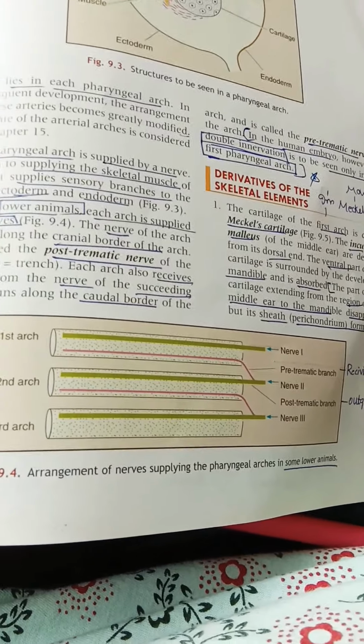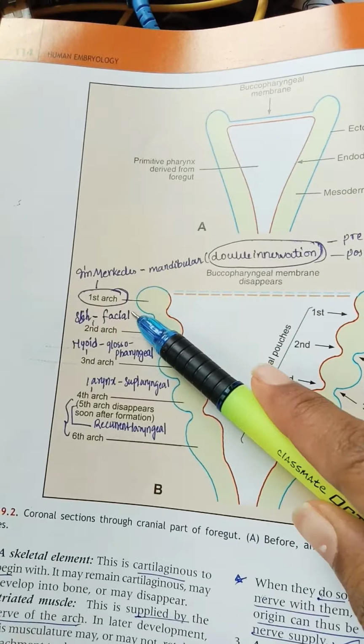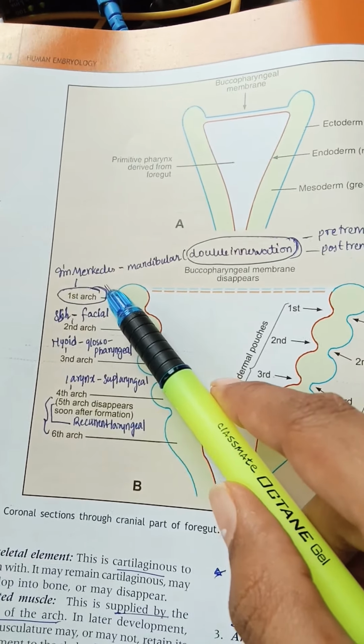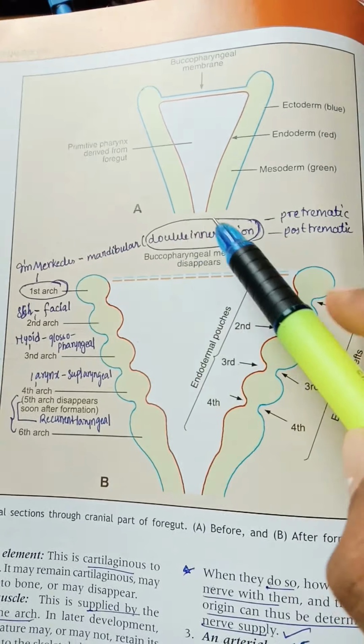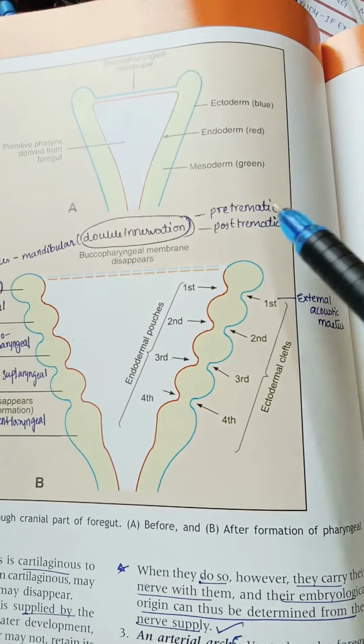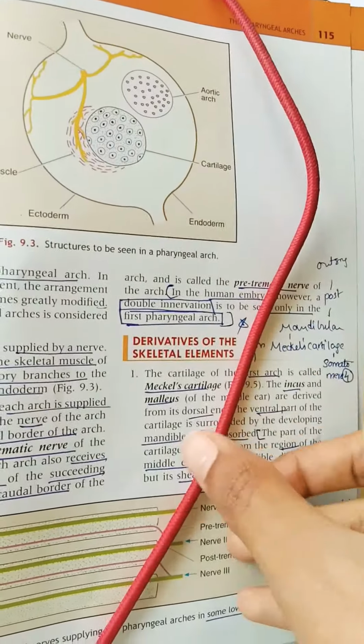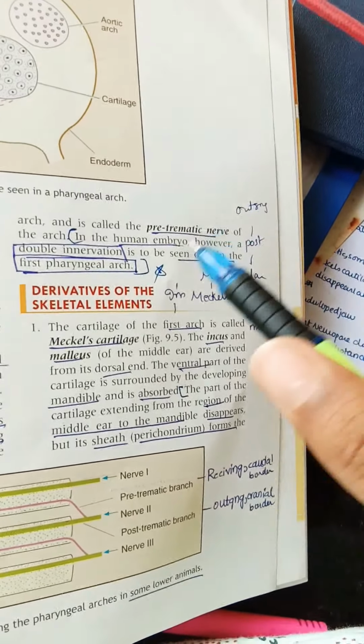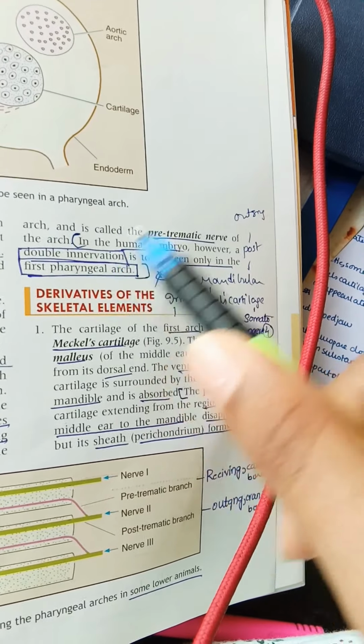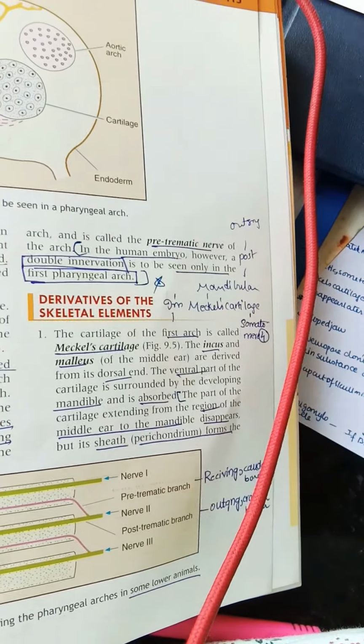Actually, these are not present in humans, but we have found that in humans, especially in our first arch, which makes the Meckel cartilage, right? The first arch is having double innervation, that is pre-trematic and post-trematic. So only in the first arch in humans we can find this. So in the human embryo, a double innervation is seen only in the first pharyngeal arch, right?